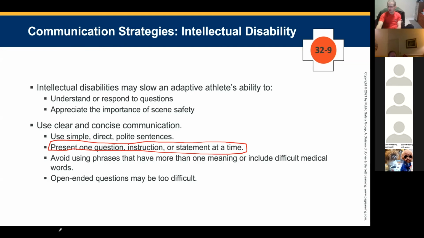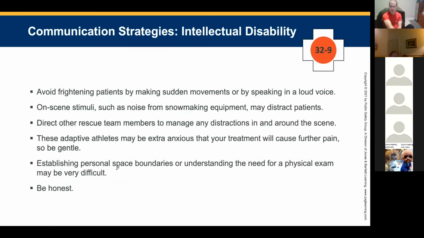With people with intellectual disabilities, open-ended questions may be too difficult, so we want to stick to yes and no or very simple questions if possible. We want to avoid frightening patients by making sudden movements or speaking in a loud voice. On-scene stimuli, such as those from snowmaking equipment, can distract patients. We want to direct other rescue team members to manage any distraction in and around the scene.